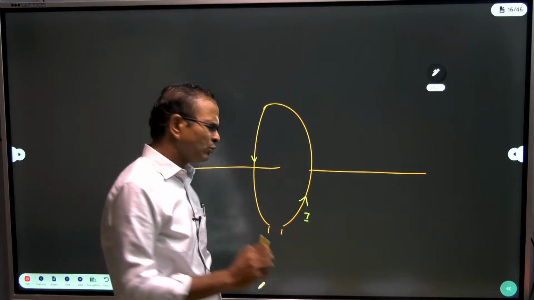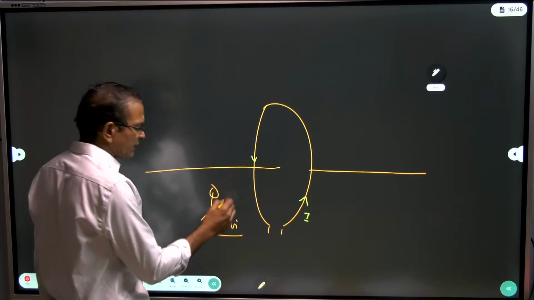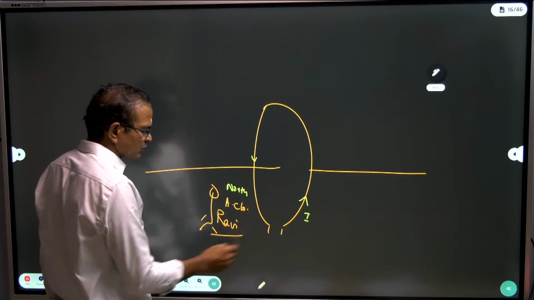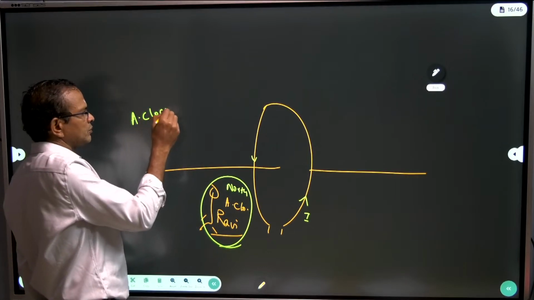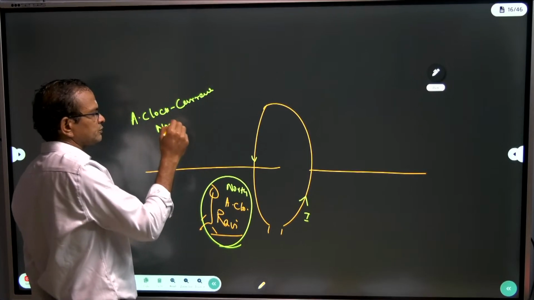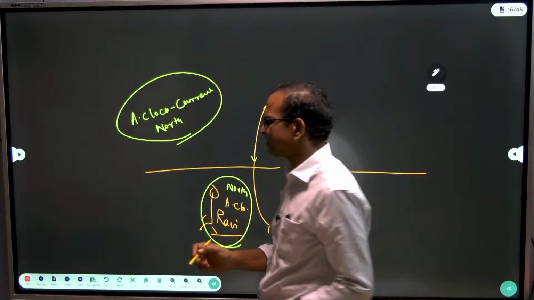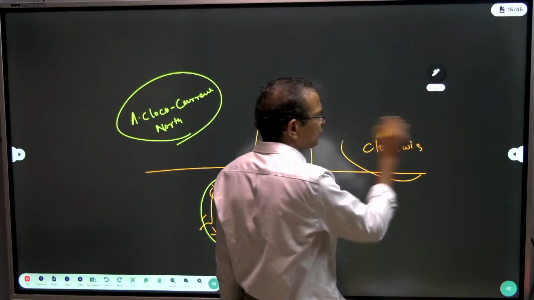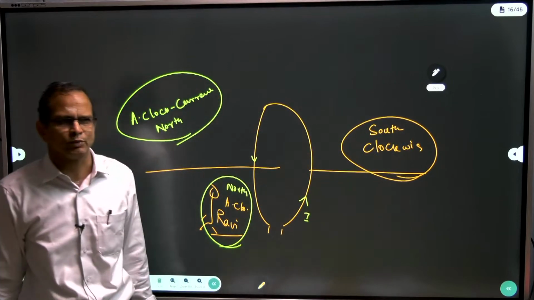I am the observer here. For me the current is anti-clockwise, so it is definitely the north pole. Always, anti-clockwise current means north pole. When I go and stand on the opposite side, it appears clockwise, so naturally it should be the south pole, no doubt about it.